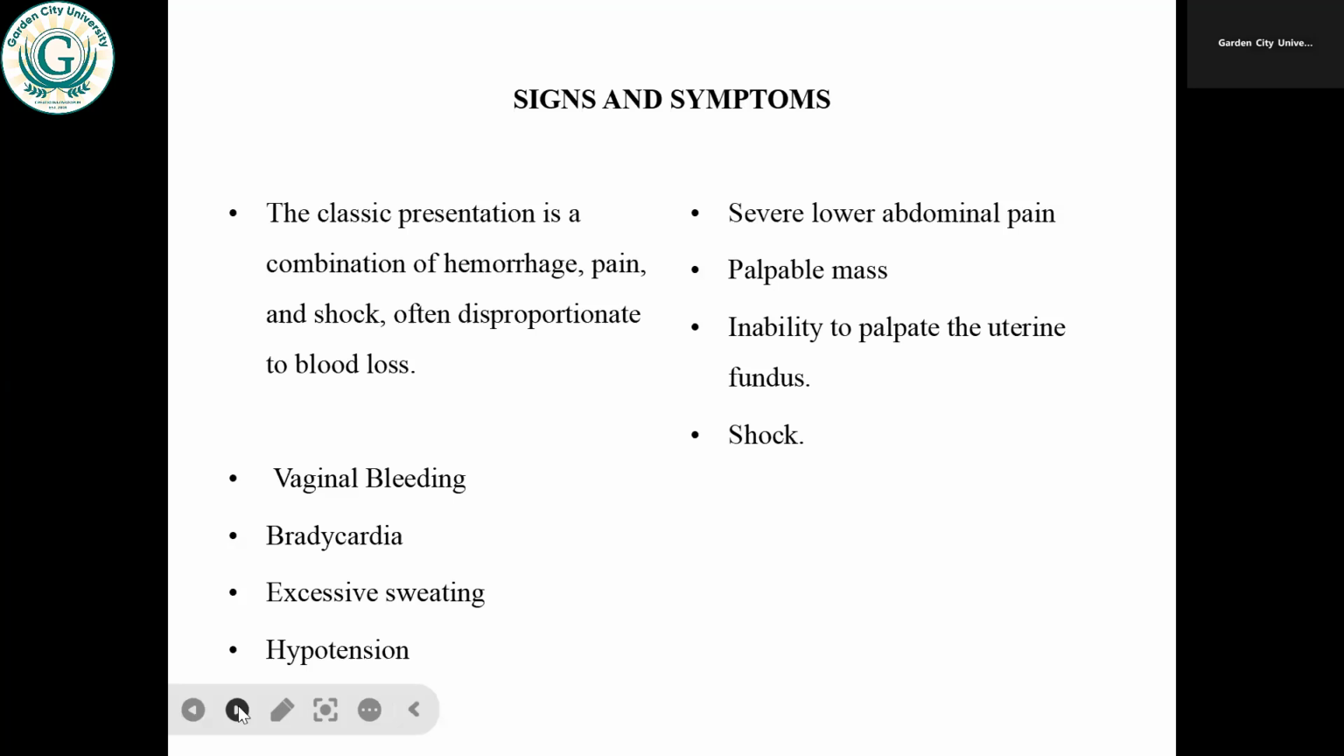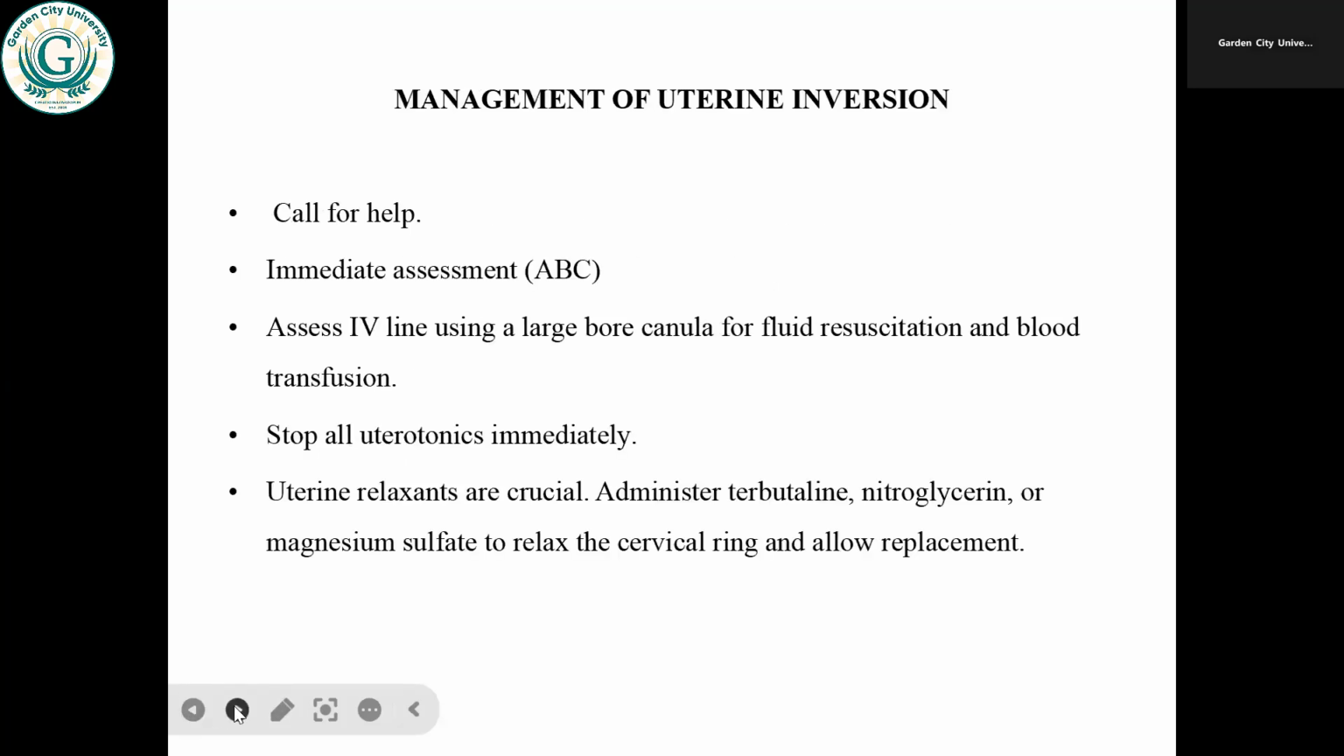Also, severe lower abdominal pain, and then palpable mass as the uterus inverts. When you are to conduct vaginal examination, or when you are trying to assess the woman, you will find a palpable mass within the vagina. Inability to palpate the uterine fundus. The fundus itself has inverted, and so if you try to palpate it abdominally, definitely you will not find anything there. And then all these signs and symptoms will then lead to the woman getting into shock.